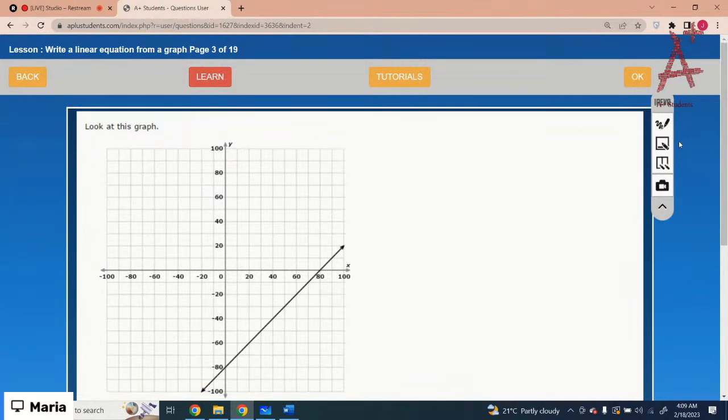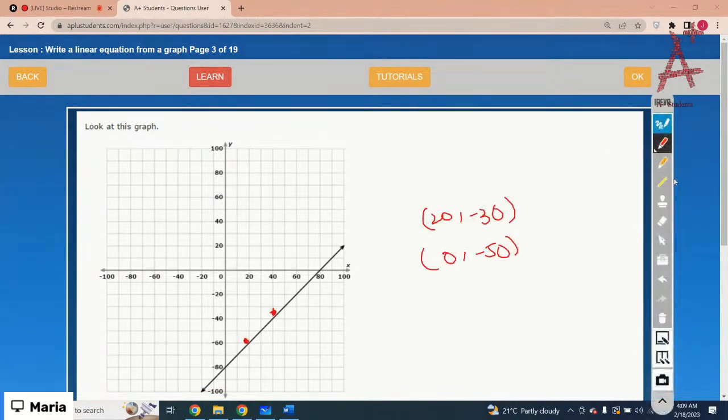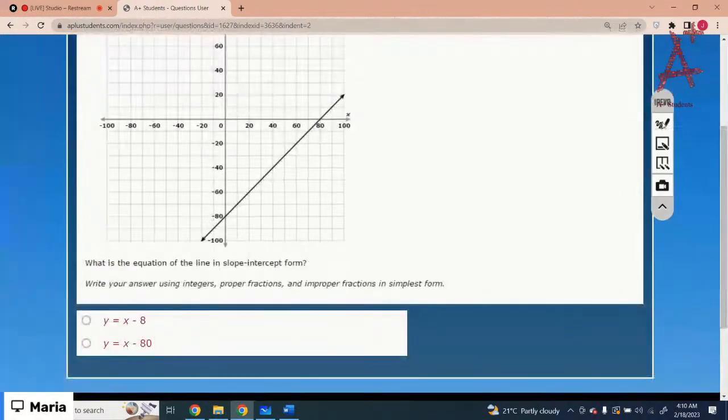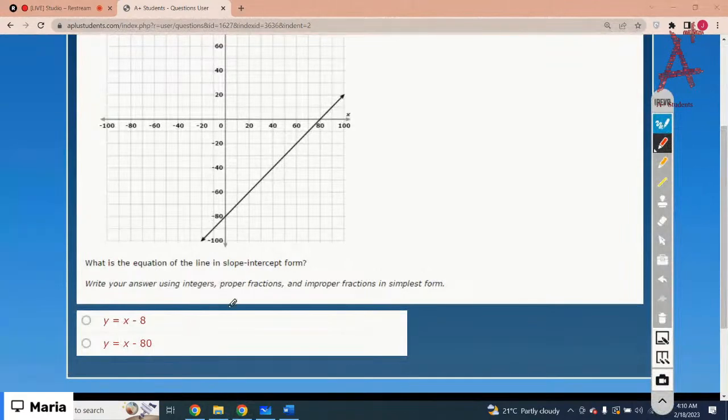Okay, just look at the graph. Just select any 2 points on the graph and find the slope. So here you have the y-axis. The graph is touching the y-axis at negative 80. So b is negative 80 and the point is 0, negative 80. Then here is the other point. I'm going to use x is 20 and y is negative 60. Just use these 2 points and find the slope.